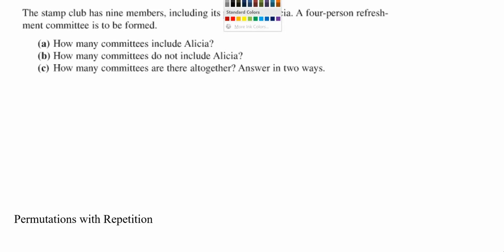So let's look at some examples. Stamp Club has 9 members, including its president, Alicia. A 4-person refreshment committee is to be formed. (a) How many committees include Alicia? Well, we want Alicia. There's one, and she wants one.